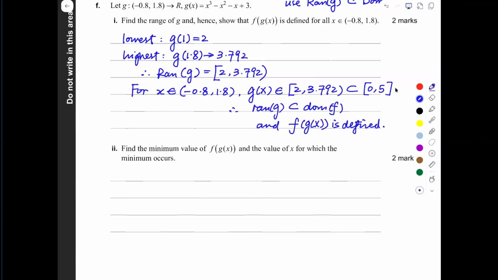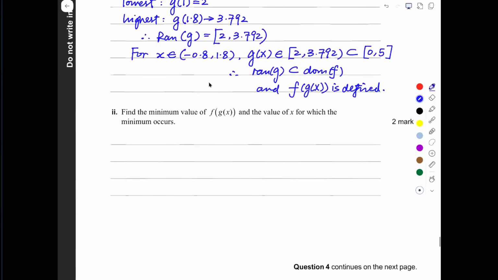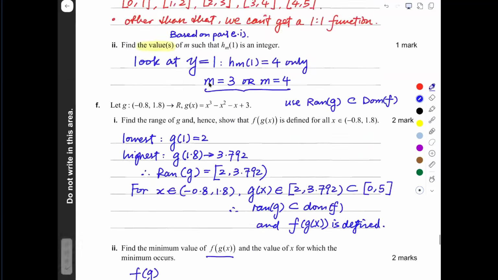And the minimum value of fg of x and the value of x. So now, just treat this one as fg. You can see there are quite a few questions or question parts on this exam paper which refer to the composite function theory. So instead of looking at fg of x, we could quickly look at, let's say, this diagram, okay?